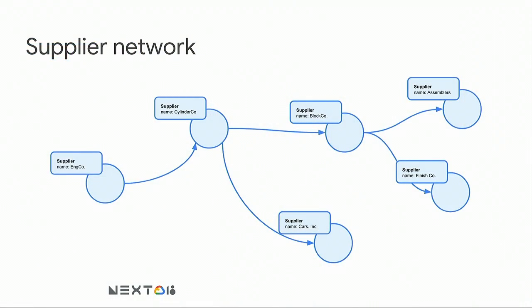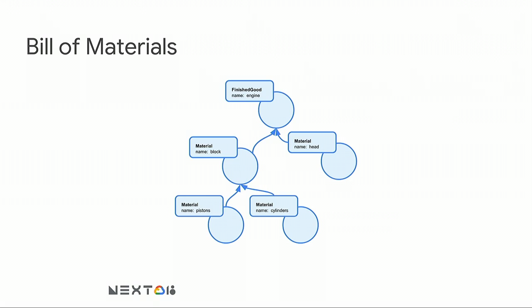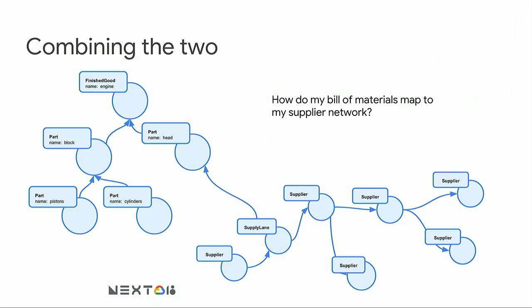So here's a contrived supplier network. Imagine I've got some cars that I'm assembling, and I've got engines and cylinders. I've got blocks, assemblers, and finished products. I've also got a bill of material. In this case, I've got an engine that's composed of a block and a head, and inside of the block, I've got pistons and cylinders. If I put the two together, then what I see is each of the bill of material that may flow through my supply chain.